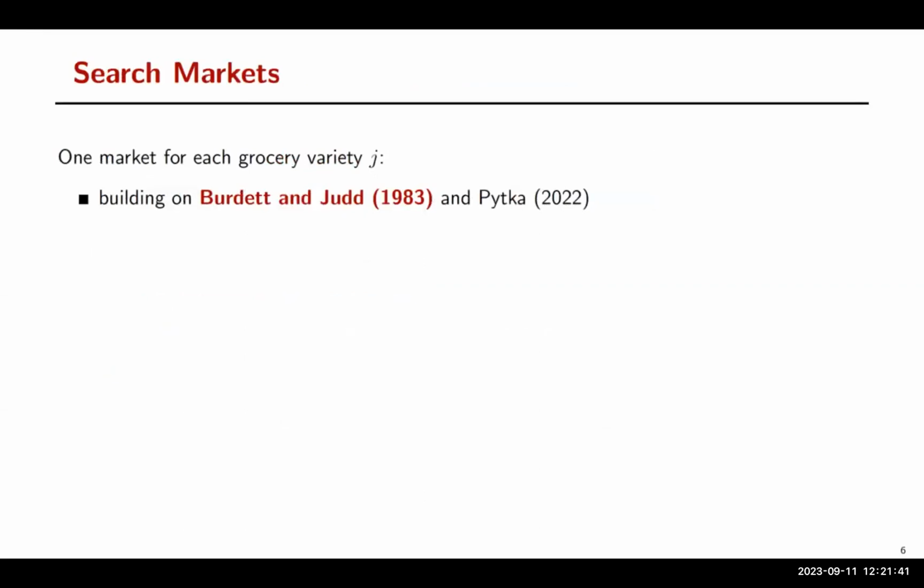Now, how do these search markets look? Each of these markets for each of the varieties is going to be independent from each other. They all look exactly the same, except for different marginal cost and endogenous differences in who sorts into which market. So let me describe how one of these markets works. I'm going to be building here on the framework of Burdett and Judd, in particular on a version of this framework by Christoph Pitka, which allows for household heterogeneity.